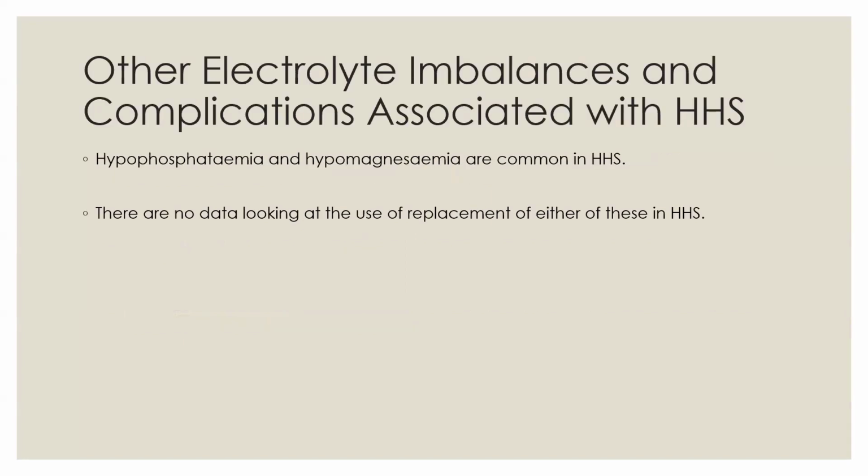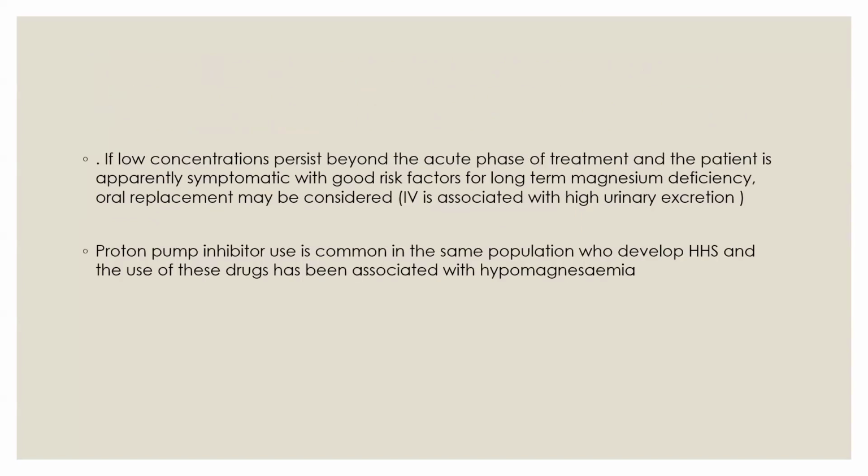Other electrolyte imbalance and complications associated with HHS. Hypophosphatemia and hypomagnesemia are common in HHS. There are no data looking at the use of replacement of either of these in HHS. If low concentration persists beyond the acute phase of treatment and the patient is symptomatic with good risk factors for long-term magnesium deficiency, oral replacement must be considered.